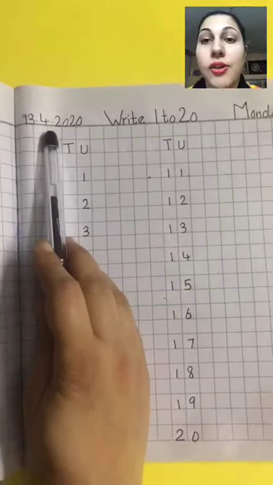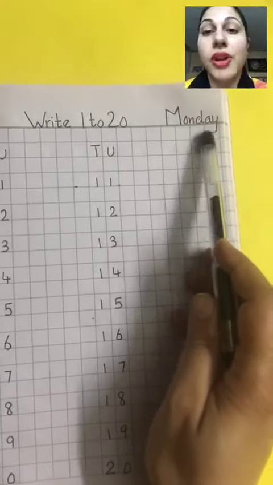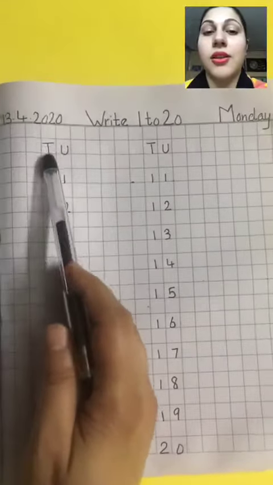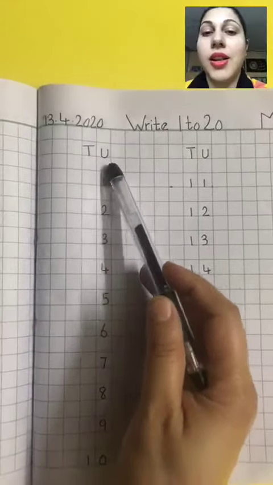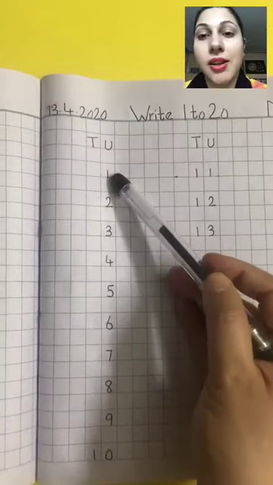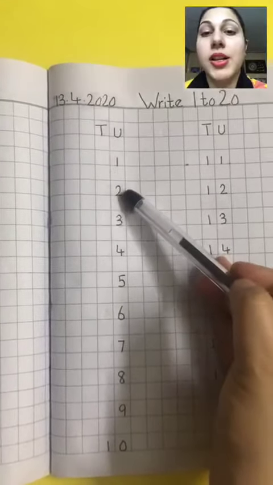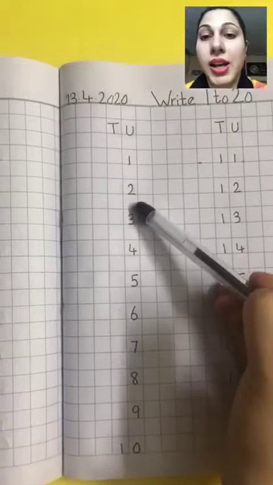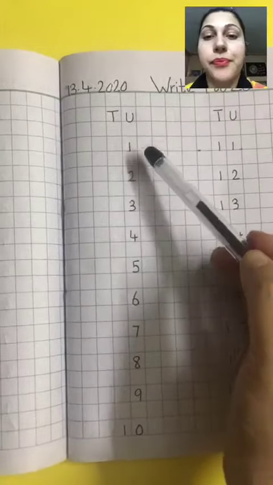Write the date on this side of your copy and write the day over here. Tens and units. Leave one block and start writing from here. Then again leave one block and write number two. Again leave a block and write number three. You have to follow this pattern.